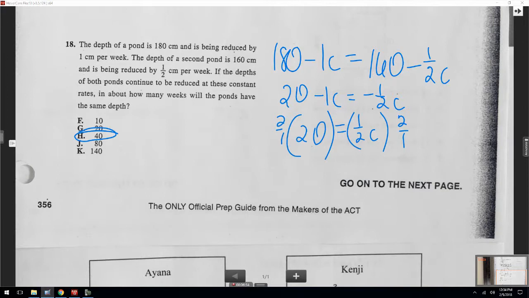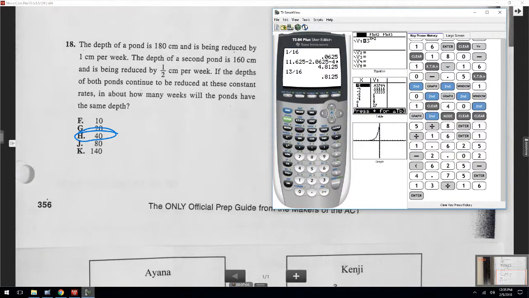And then grab your calculators. I'm going to show you a really cool new trick that we haven't talked about yet. Grab your calculator, turn it on. Okay, here we go. Go to y equals and type in your two functions: 180 minus 1x. Then on the second y equals, hit the down button and type in 160 minus 0.5x. We're not worried about where the graph is. We're worried about the table.